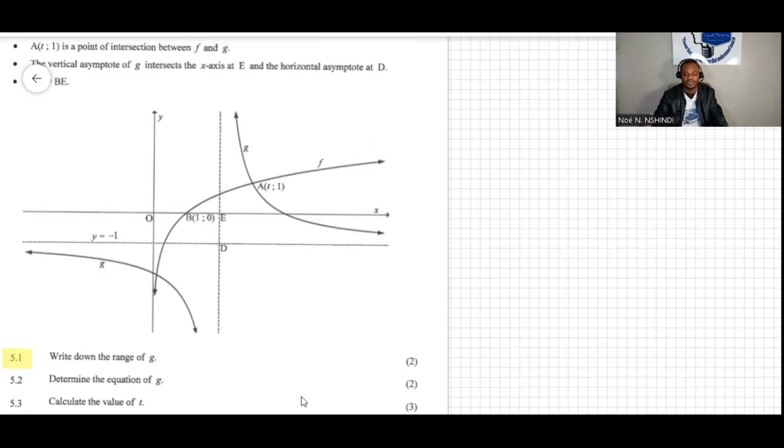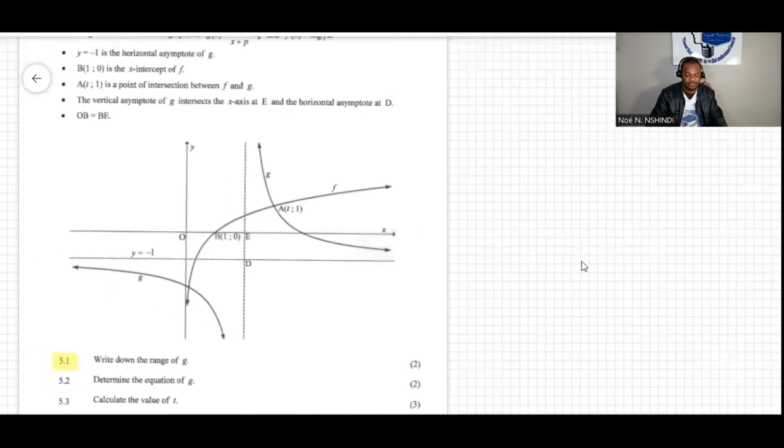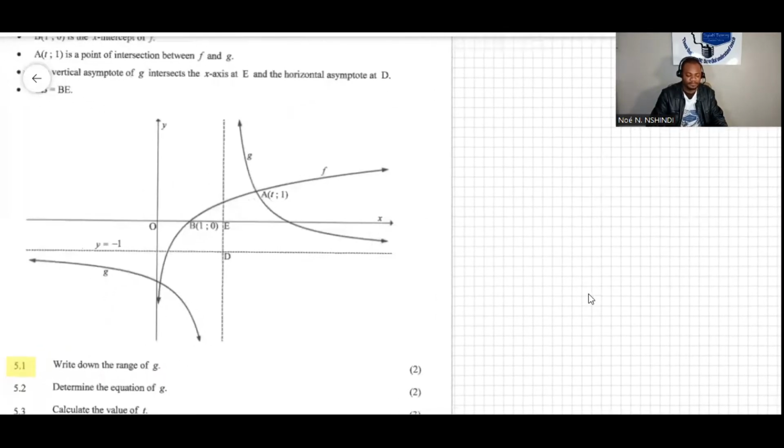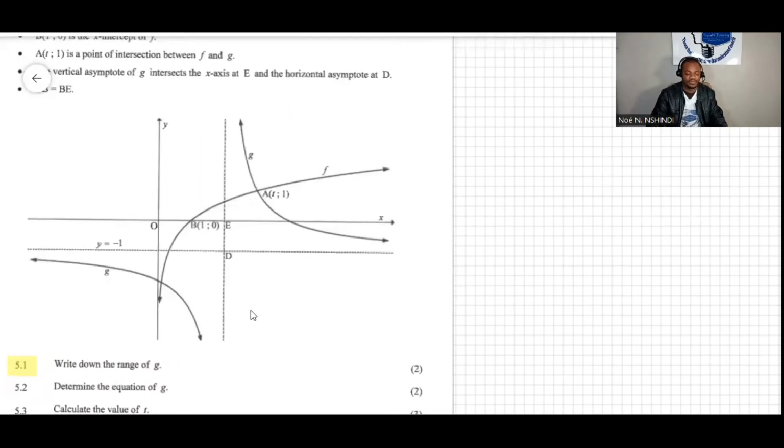Now, first of all, what is the range? The range is just the acceptable y values, the values that can be accepted in the equation or the graph of the hyperbola. We know that a hyperbola has what we call asymptotes. So the range is all the values of y except the horizontal asymptote, and the horizontal asymptote is given by -1.